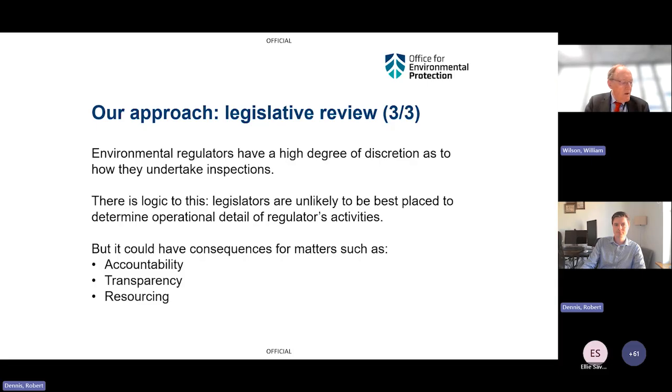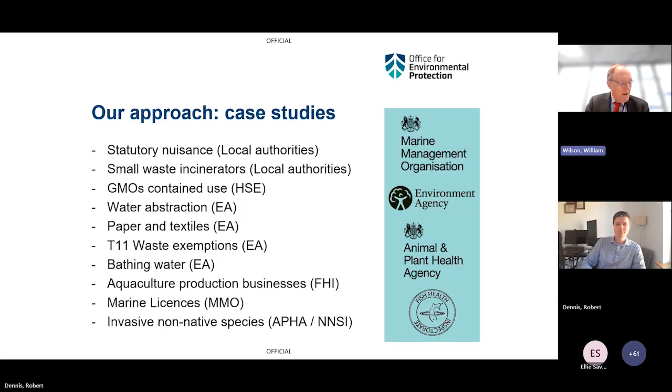So in looking at this, we approached this by taking on 10 case studies. Can I have that slide, please? Hope I do, but I don't see it. That's it. And they are, very briefly, for local authorities, we had two case studies on statutory nuisance and on their regulation of small waste incinerators. We looked at the HSE's control of genetically modified organisms and contained use.